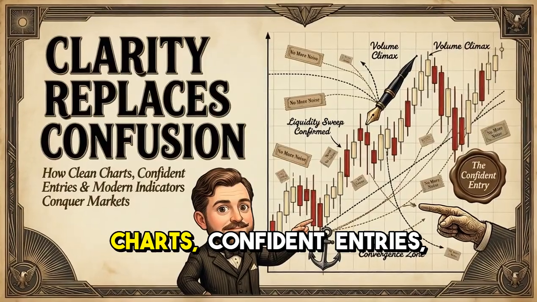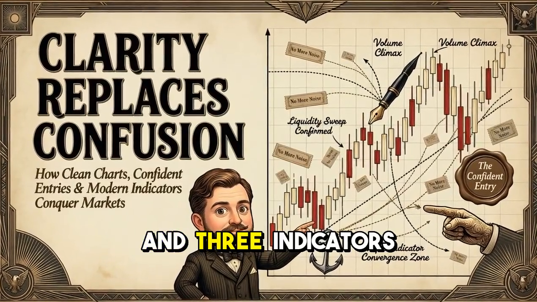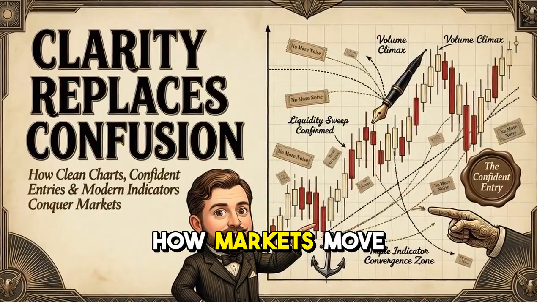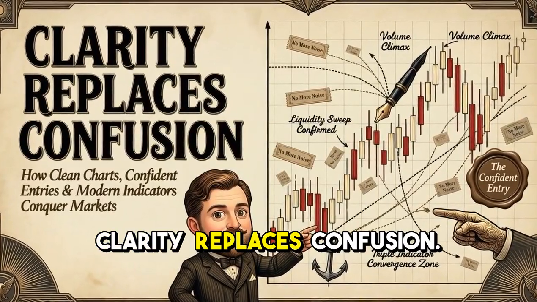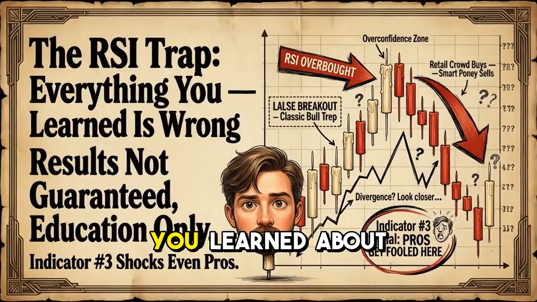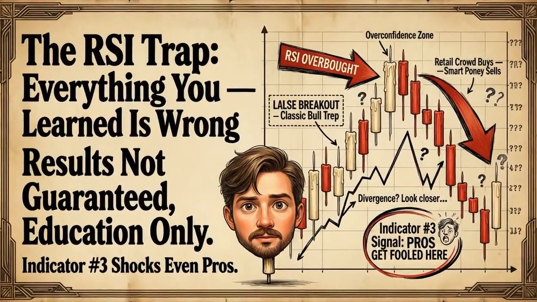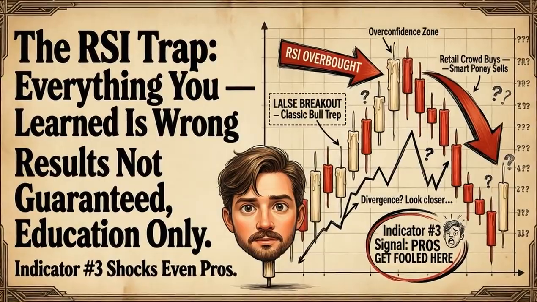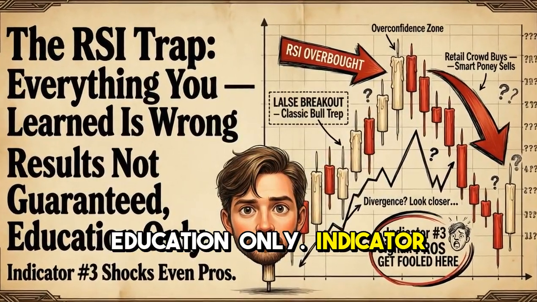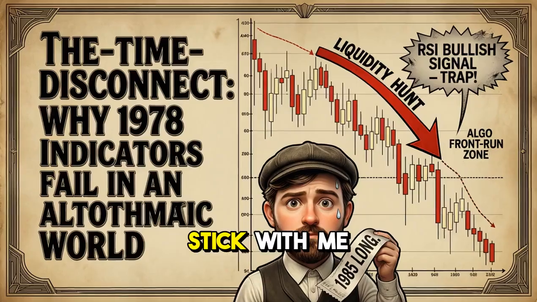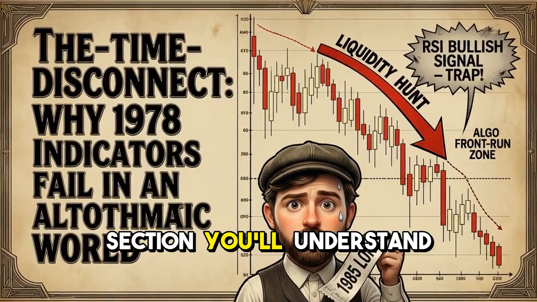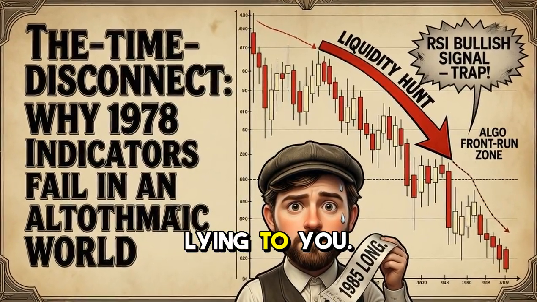You can have clean charts, confident entries, and 3 indicators that align with how markets move today. Clarity replaces confusion. What if everything you learned about RSI was a trap? Results not guaranteed, education only. Indicator 3 shocks even pros. Stick with me because by the end of this section you'll understand why your charts have been lying to you.